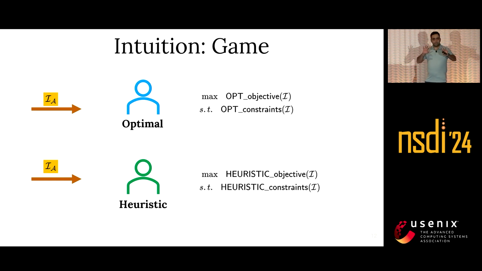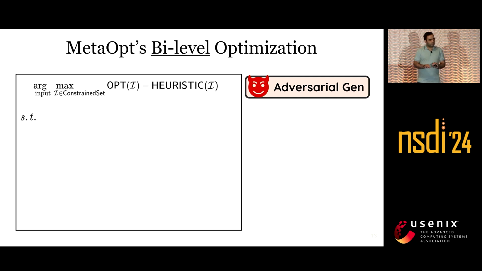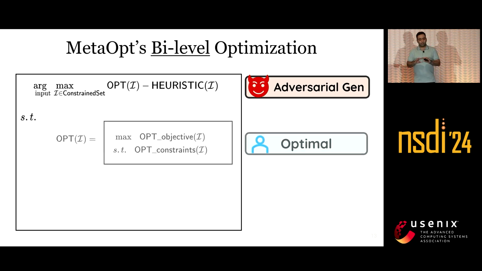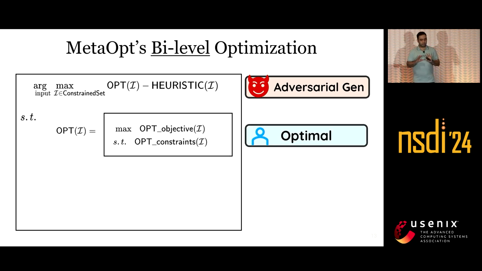Now we have all these three agents in the optimization language. So naturally, we can translate the whole problem into a single optimization framework. Here, the objective tries to find the inputs that maximize the difference between optimal and heuristic, mimicking the behavior of an adversarial generator. As constraints, we model the behavior of optimal, taking some inputs, solving the optimization, and returning the solution. We also do the same for heuristic.